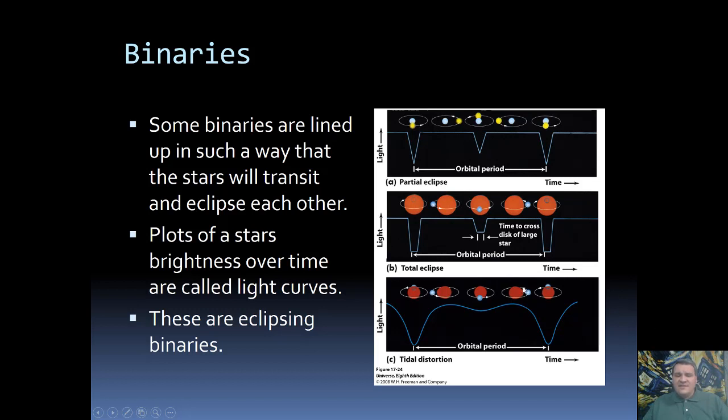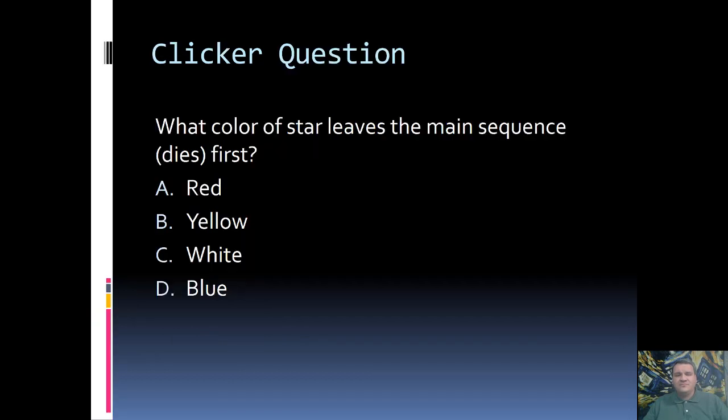We can also use these to determine the size of the star. For example, in this middle row, we have a small star and a red giant. Because the big giant star is significantly larger than the small star, we're going to have a very long eclipse period. It's going to take a long time for the small star to move all the way through the width of the big star. So in that way, we can figure out relative sizes. We can figure out all sorts of great stuff by looking at eclipsing binaries.